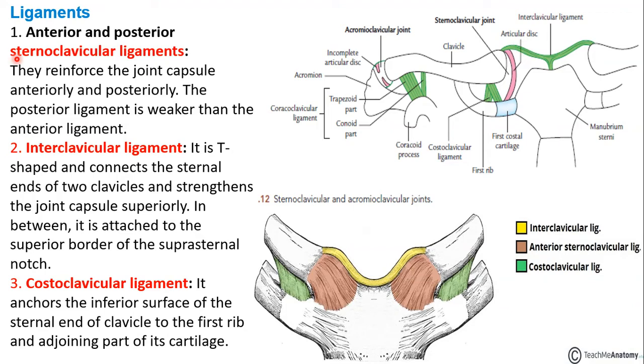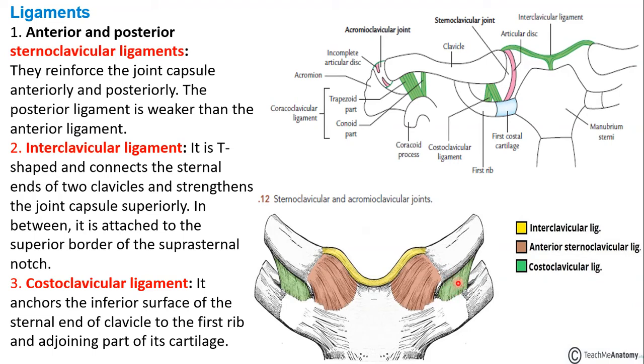Another ligament is called the sternoclavicular ligament, from the sternum to the clavicle. This is the sternum and this is the clavicle. The sternoclavicular ligaments are two in number, anterior and posterior. The posterior ligament is weaker than the anterior, because more support is needed anteriorly. So nature gave this anterior sternoclavicular ligament, which is stronger than the posterior sternoclavicular ligament.